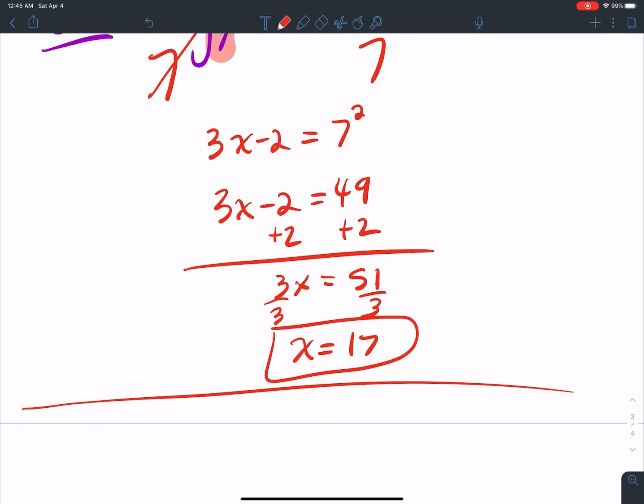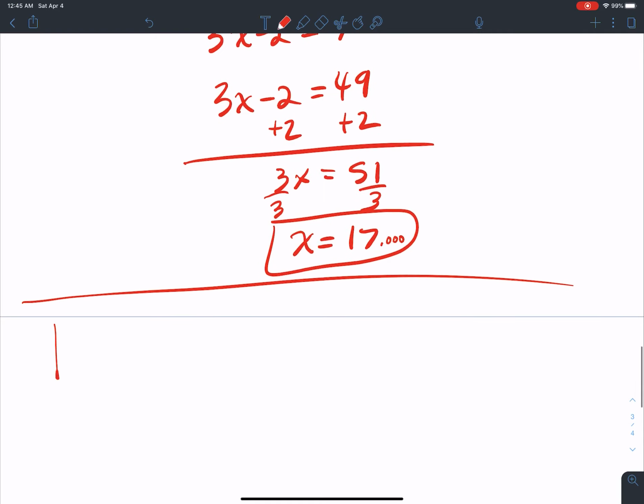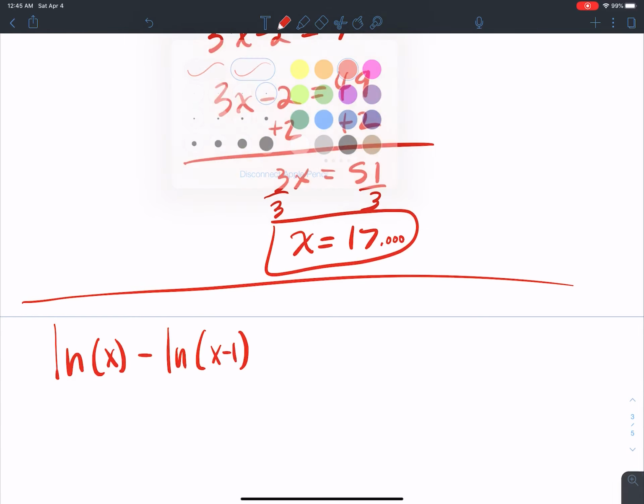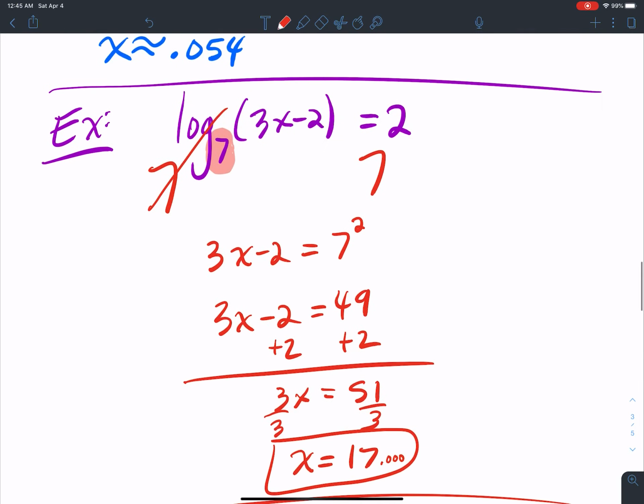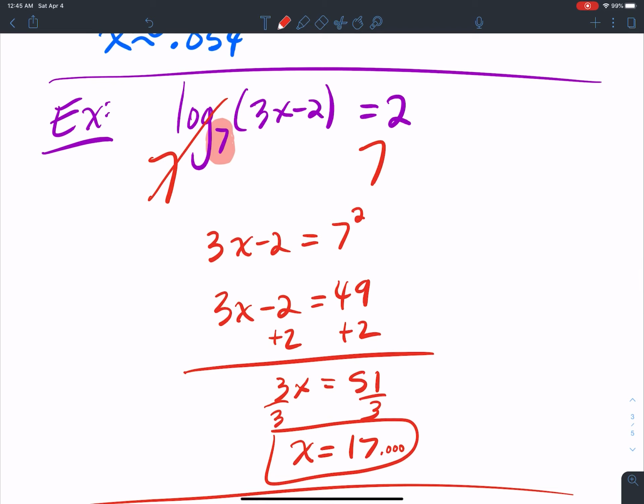The exact answer is the same as the approximation here. You don't need to put 17.000, but if you want to, I'm not going to count that wrong. Okay. So next one, ln x minus ln x minus 1. You know what? I think we'll save this one for another video because we're actually going to use some extra properties here. Okay, so we'll stop there for this video, and then we'll pick up in the next one.